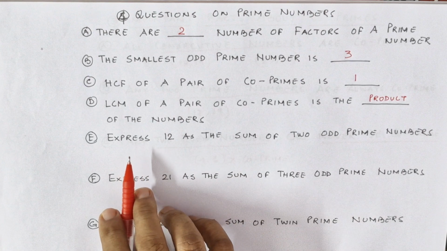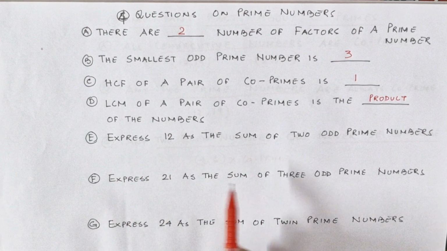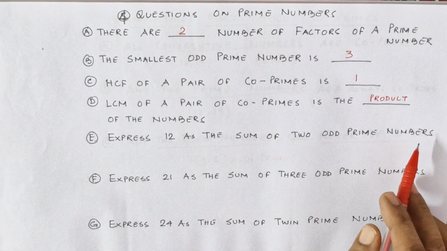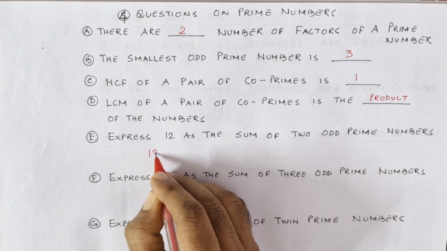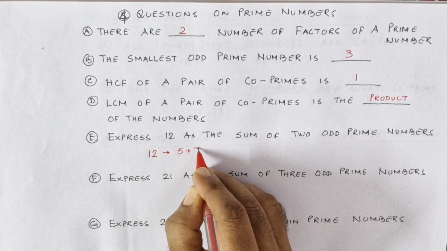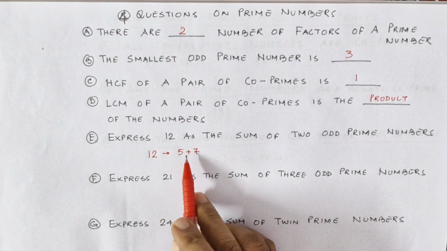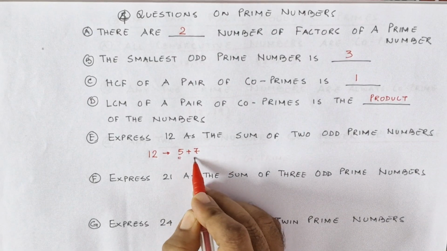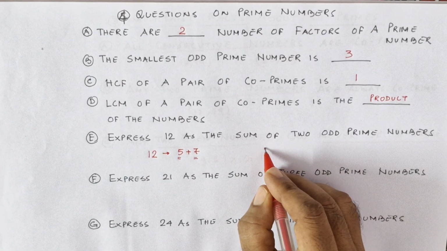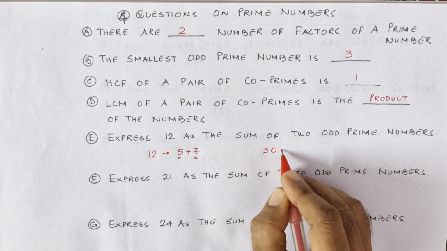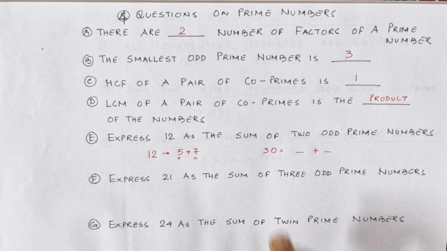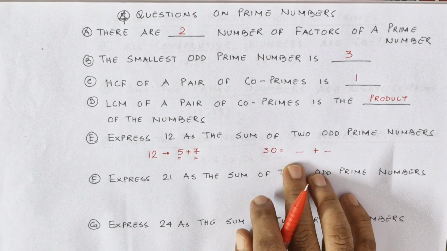You might face such kind of interesting question on prime numbers, like express 12 as the sum of two odd prime numbers. So let's see how we can express it. See, 5 plus 7. So it's a summation of two odd prime numbers. See, 5 and 7, you get 12. So let me give a question to you. Can you express 30 as the sum of two odd prime numbers? If you know, do it. Let me know in the comment box.